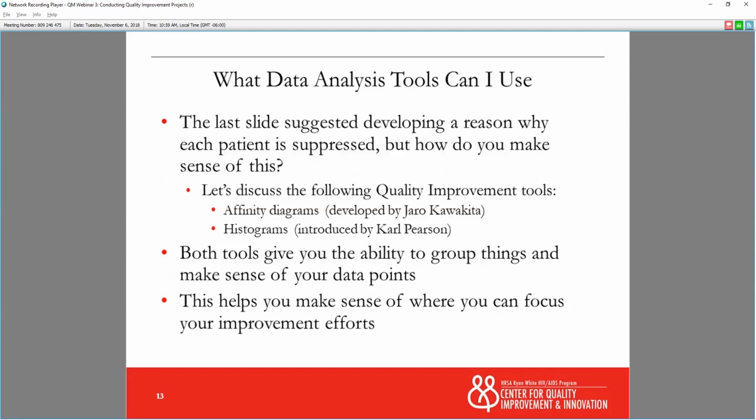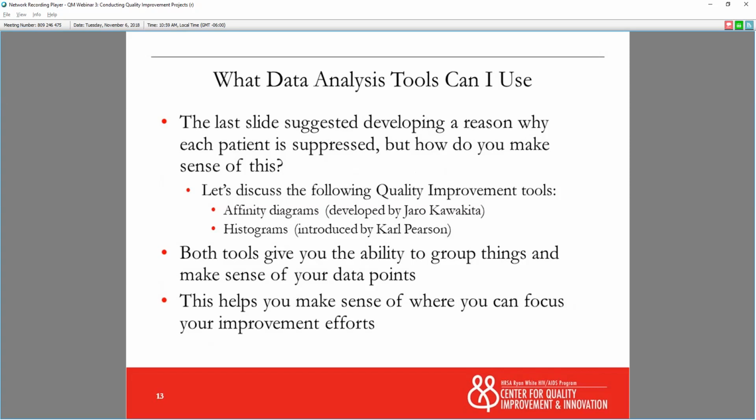So basically, in the last slide, we suggested developing a reason why each patient is not suppressed. Okay. Back to the histograms again, that's one thing that you can use to think about what's going on. Another thing you can use is an affinity diagram. There are many, many things that you can use, and bottom line is that use something that you feel comfortable with, okay?